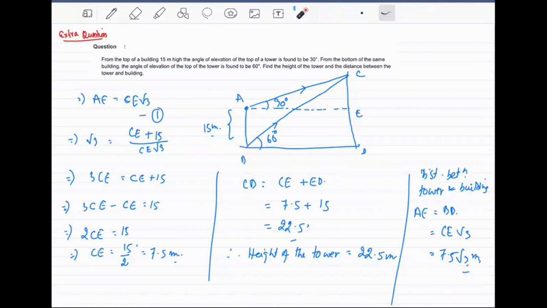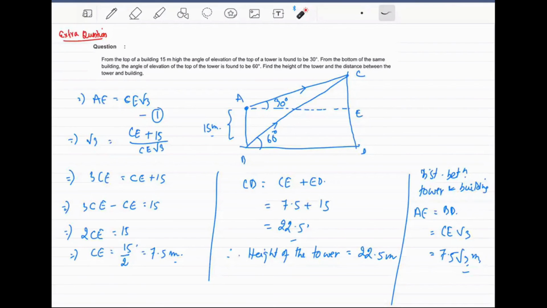So we have found out the height of the building. No, sorry, height of the tower. Building is this one. Height of the tower we have found out to be 22.5. And the distance between the tower and building to be 7.5 root over 3. Okay, this is the end of the question. You just copy this and let's finish for today. You have to copy from here. Okay, these two are already done and I'm just keeping them for reference.